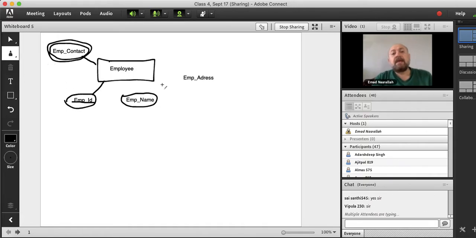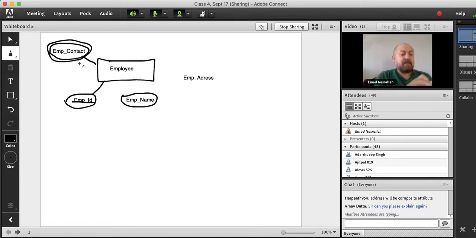Okay. Now for the employee address, maybe we need details of the address. No, the address is not multi-valued because the person will have one address. But we need, okay, explain again. You mean the multi-valued attribute?